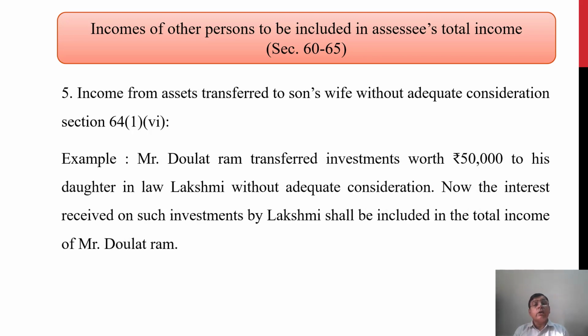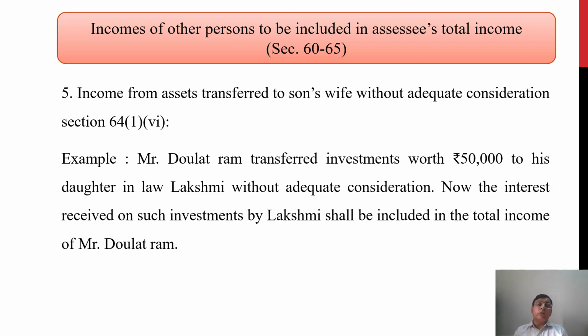Next comes income from assets transferred to son's wife without adequate consideration. For example, a person has transferred any asset, or the right of receiving the income from any asset, to the son's wife without adequate consideration. That income will also be included into the total income of the assessee, the transferor.